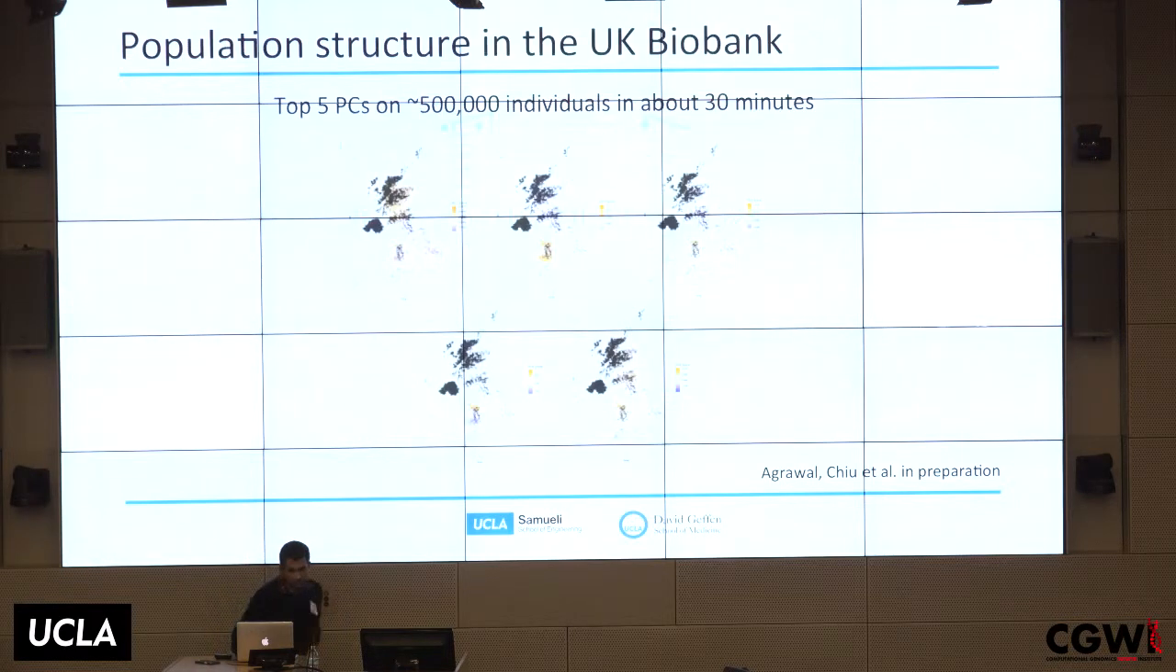So now we applied it to the UK Biobank. Turns out we can compute the top 5 principal components on about 500,000 individuals in about 30 minutes on standard hardware.